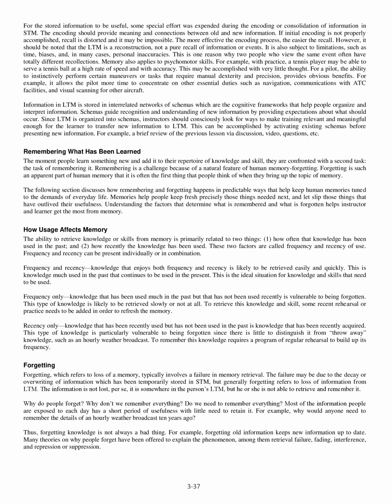How usage affects memory. The ability to retrieve knowledge or skills from memory is primarily related to two things: 1, how often that knowledge has been used in the past, and 2, how recently the knowledge has been used. These two factors are called frequency and recency of use. Frequency and recency can be present individually or in combination. Knowledge that enjoys both frequency and recency is likely to be retrieved easily and quickly. This is knowledge much used in the past that continues to be used in the present.